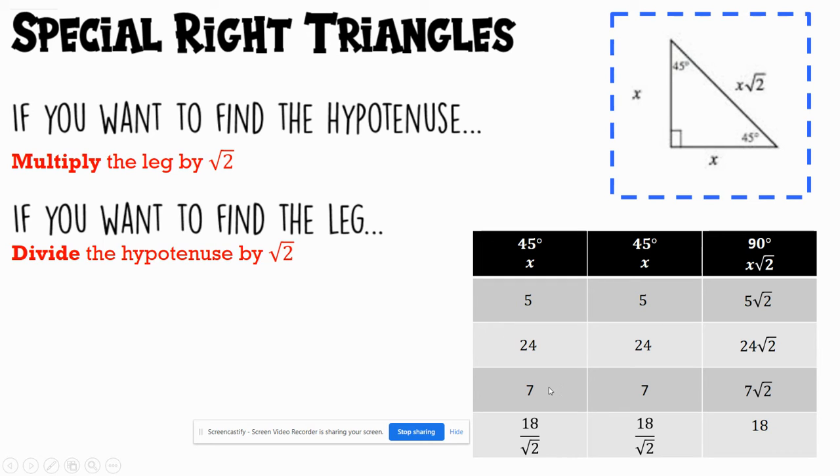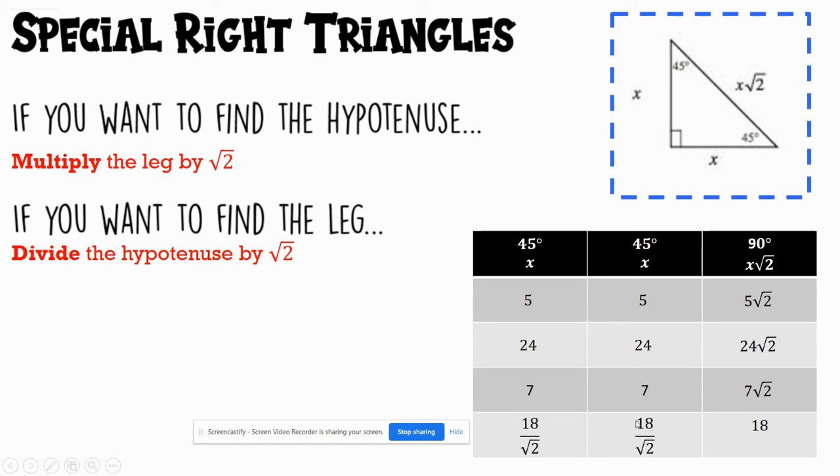Let's do another one. If the leg was 7, the other leg is 7 because they're congruent legs, and the hypotenuse would be 7 times the square root of 2. Now, some people think that their hypotenuse is always going to have the square root of 2 in the answer, and that is false. Say, for example, the hypotenuse was 18, and you wanted to find the leg. Well, then you'd have to take this hypotenuse and divide by the square root of 2.